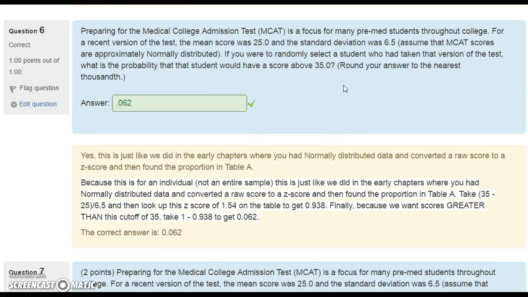Okay, here's a little more intense computation. Key part here is we have a normal distribution and we have a single student that we're concerned about. We're not taking an entire sample of students here. We're just looking at a single student, and we want to know what's the chance that their score would be above 35.